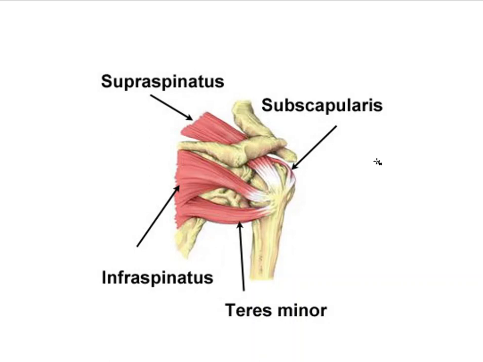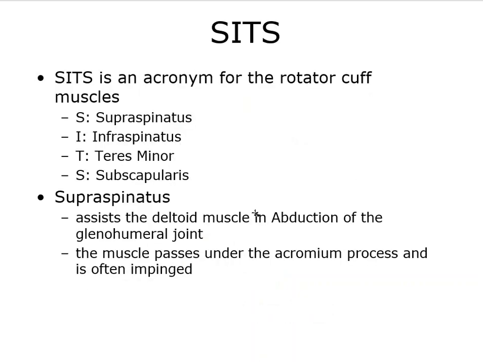Obviously, teres major could be the T in SITS, but remember, teres major always goes with the latissimus dorsi. Teres major is considered the little lat. So think of major, little, kind of an opposition there. So the SITS muscles: supraspinatus, infraspinatus, teres minor, and subscapularis.